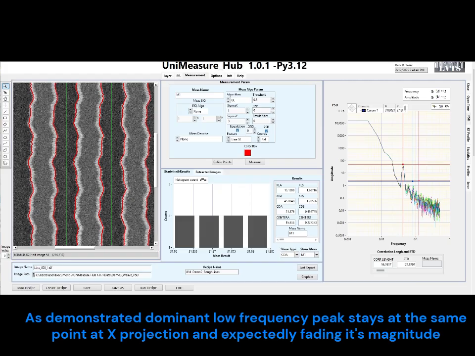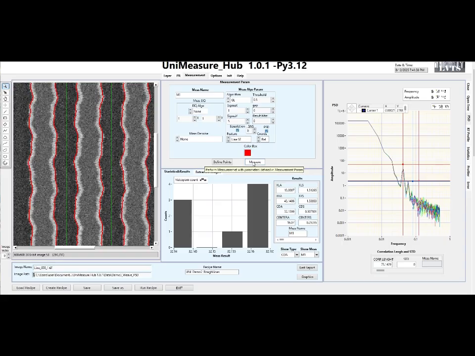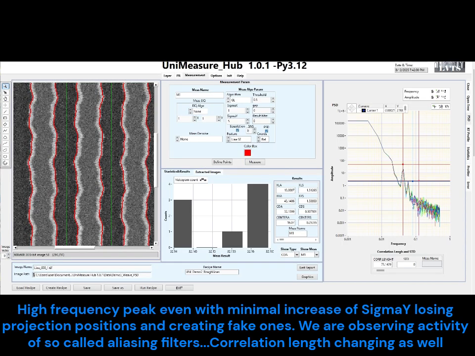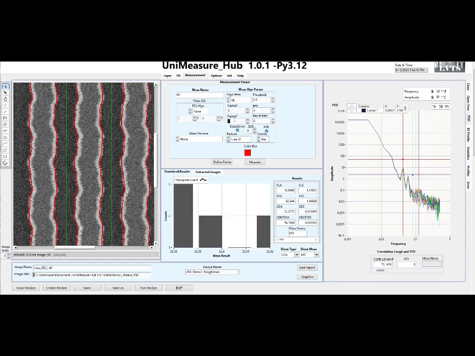As demonstrated, the dominant low-frequency peak stays at the same point in the X projection, unexpectedly fading in magnitude. The high-frequency peak, even with a minimal increase of sigma y, loses projection positions and creates fake ones. We are observing the activity of so-called aliasing filters, and the correlation length changes as well.